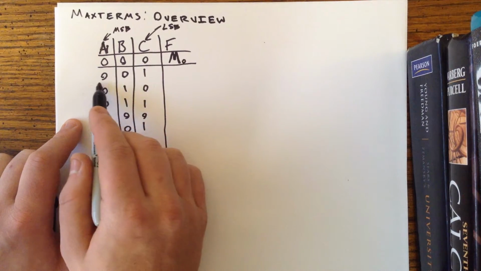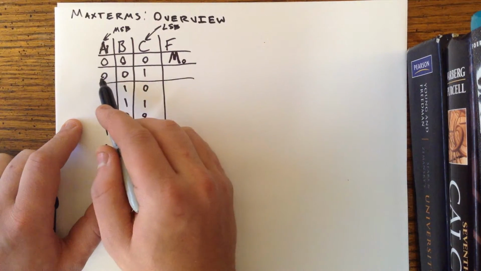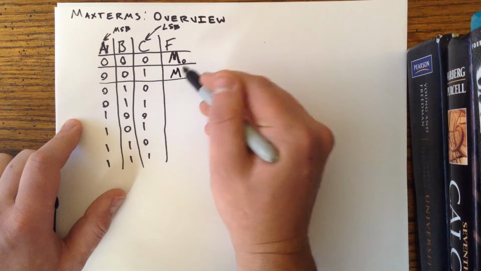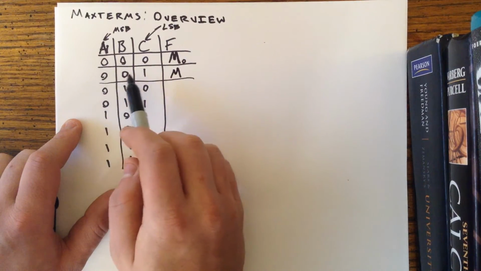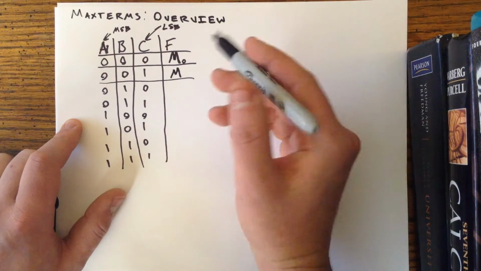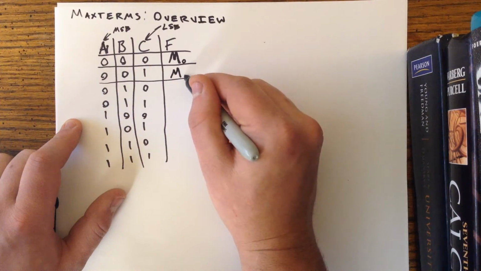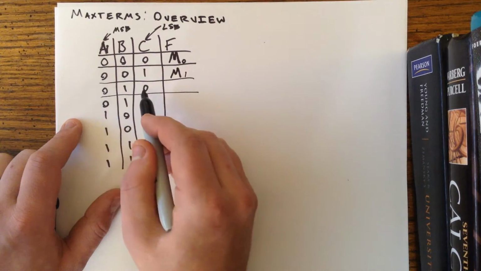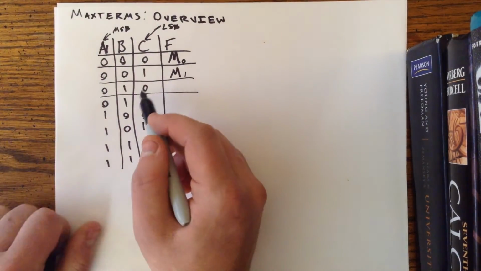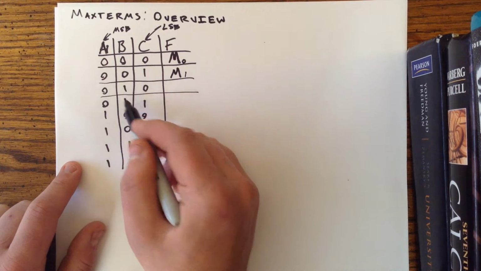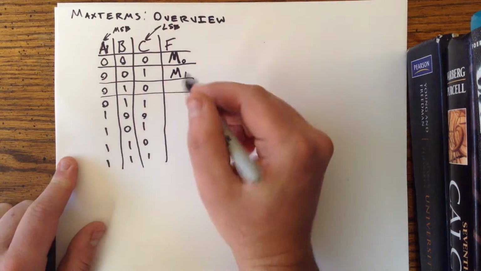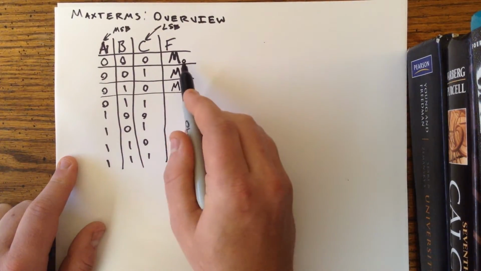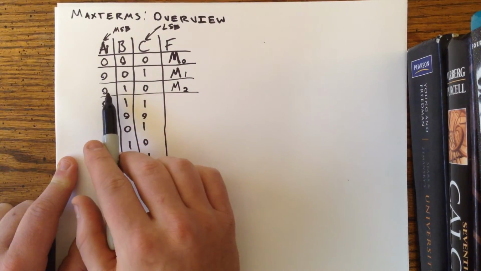So let's do the next row: 0, 0, 1. The decimal equivalent of 0, 0, 1 is a decimal 1, right? So that translates to a maxterm of 1. Let's do the next one: 0, 1, 0. If you do the binary translation, this is the 2 to the 1's place, this is 2 to the 0, and this is 2 to the 2. So that translates to a maxterm of 2. Do you see how the maxterm subscript is just the decimal representation of the binary number?